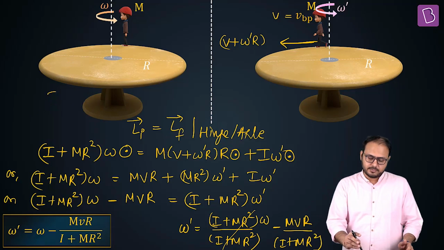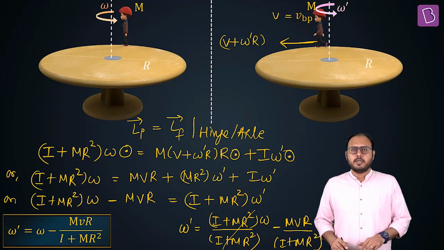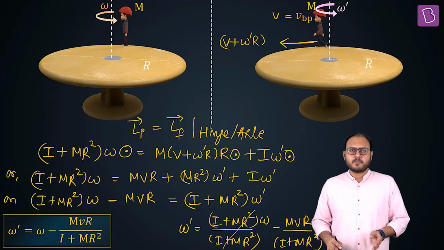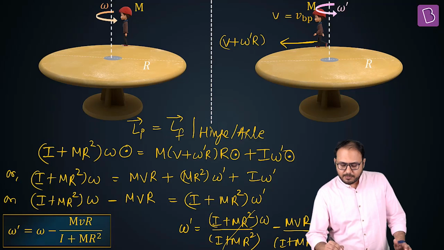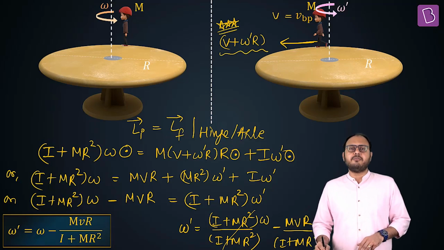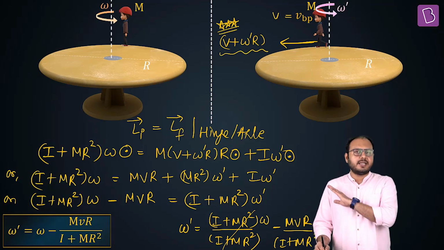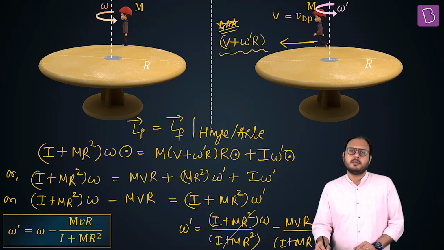Did you get it? Is the calculation part clear? What is the most important part here? The catch was that even if you know how to solve the entire problem, if you don't write v plus omega dash R instead of v, the entire thing is wrong. Got it? Good stuff.